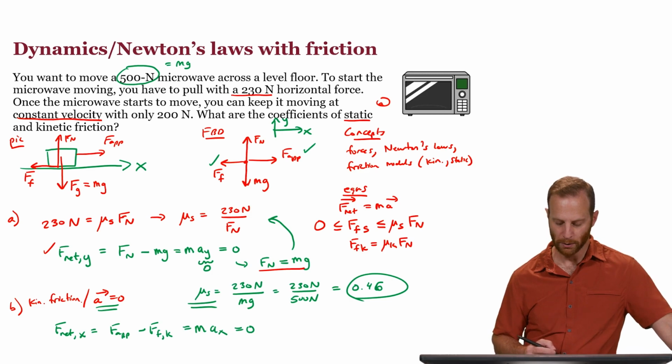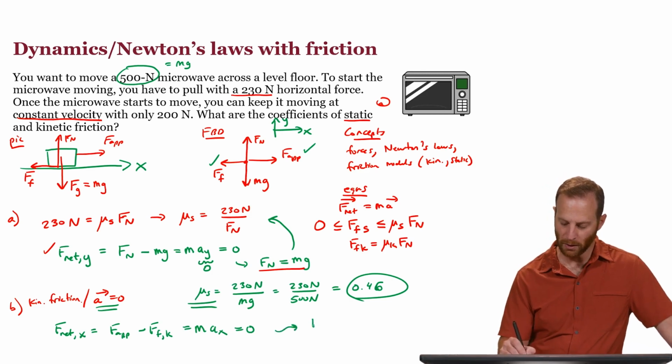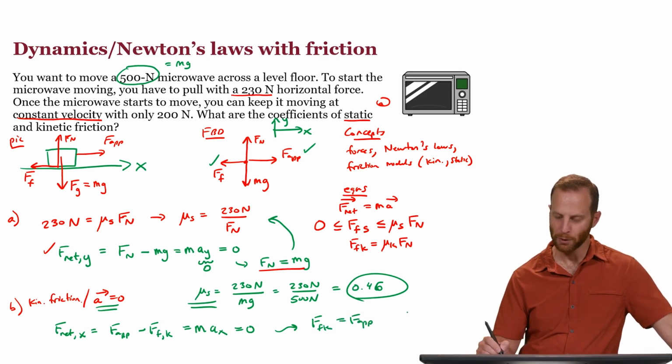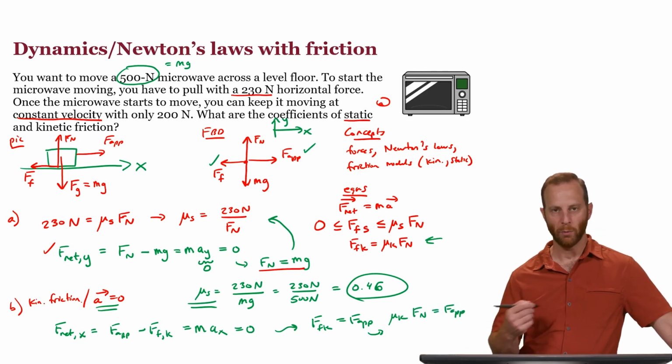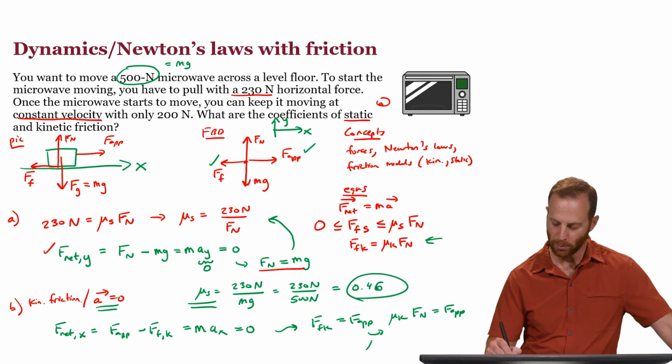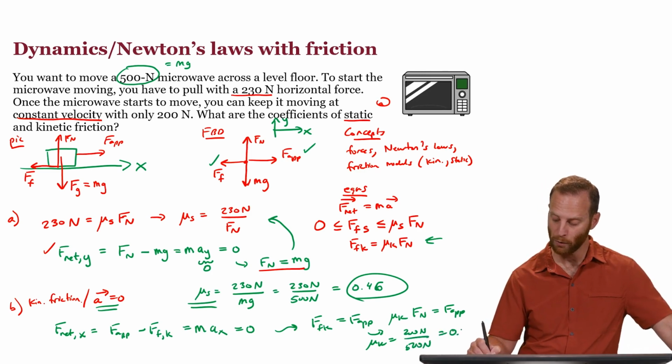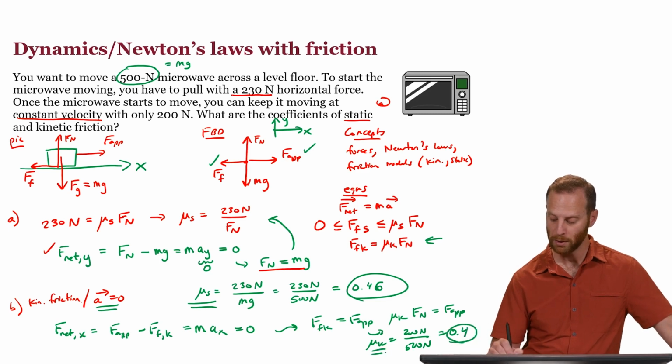And so we're about ready to solve. This means that the frictional force is equal to the applied force. The frictional force obeys this model here. Mu k times the normal force is equal to the applied force. And we are nearly done. Mu k is apparently equal to the applied force of 200 newtons divided by the normal force, which we learned was 500 newtons, and therefore our coefficient of kinetic friction must be 0.4.